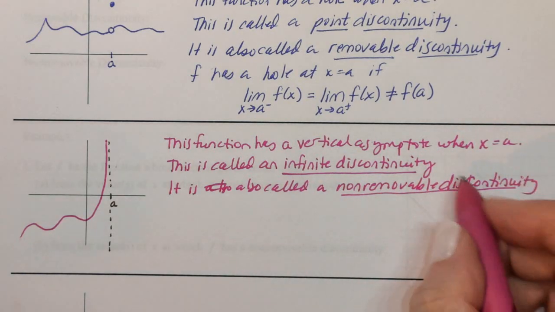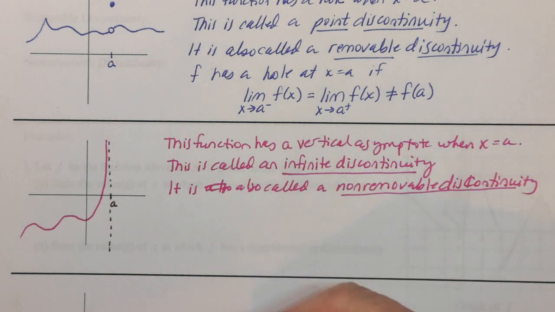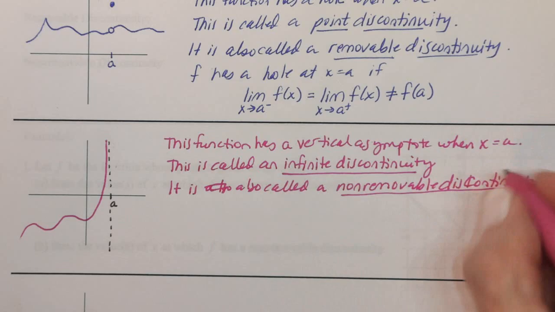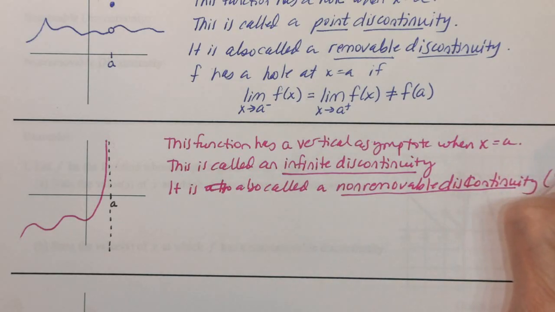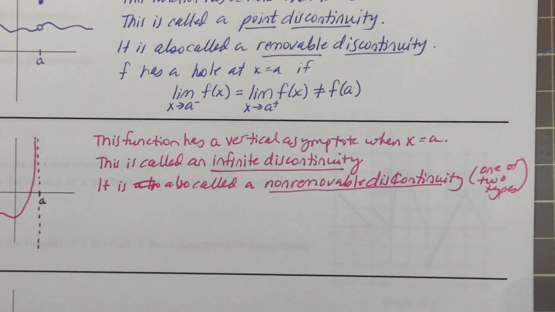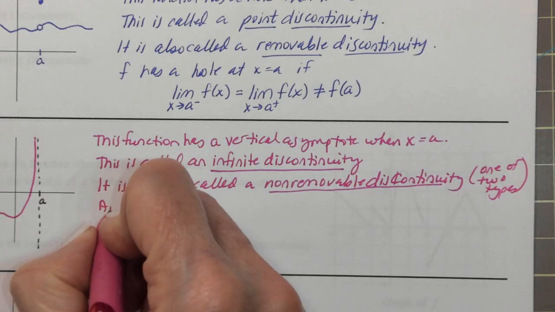And I will tell you that we have another type. What I'm about to do next is also another non-removable discontinuity. So I'm going to say here, one of two types. The next one will also be a non-removable discontinuity.